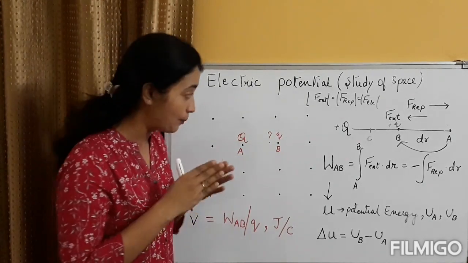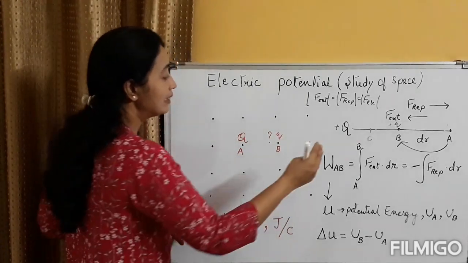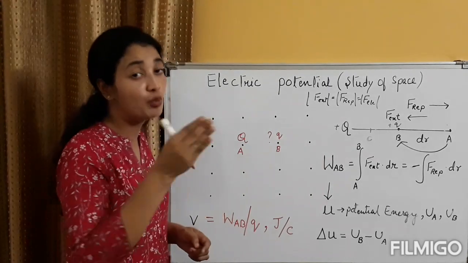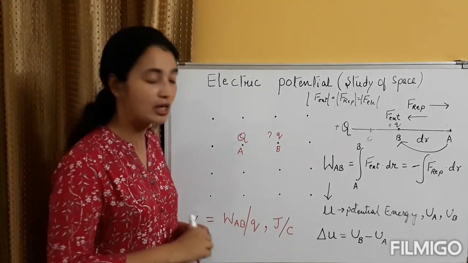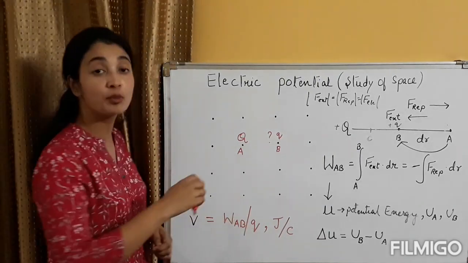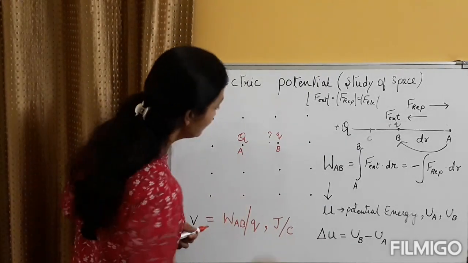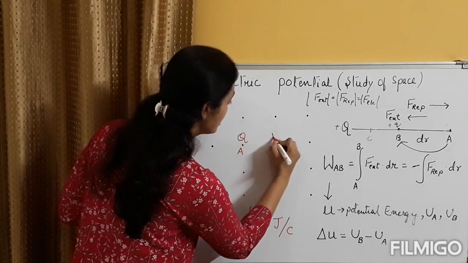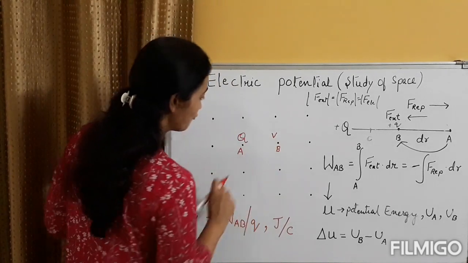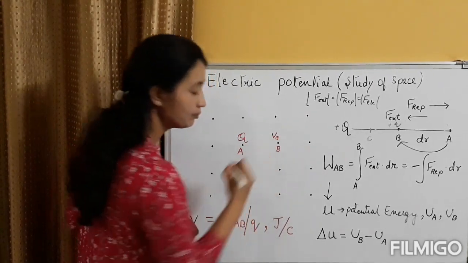If there is some repulsive force or attractive force, then there has to be some work done if it moves through some distance. And if work is done, it gets stored in the form of potential energy. And work done per charge gives you potential. So we can say that there will be some potential at the point B, and I call it some value, say VB.